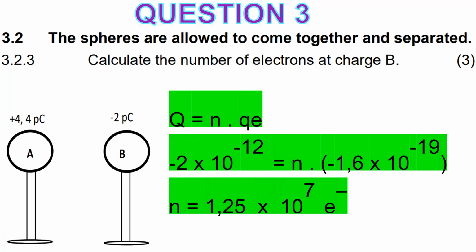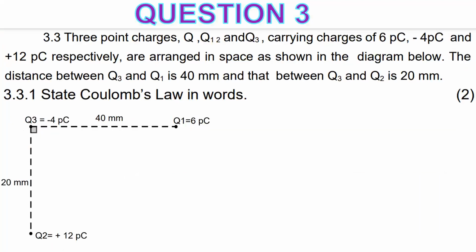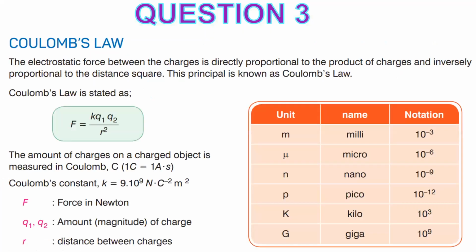So next question. Let's see what they ask now. We have Q1, Q2, Q3 now with distance 40 millimeters. One more time, they are asking you with picocoulombs. All right. First question is, state Coulomb's law in words. Okay, asking you what is Coulomb's law. Coulomb's law is coming now.